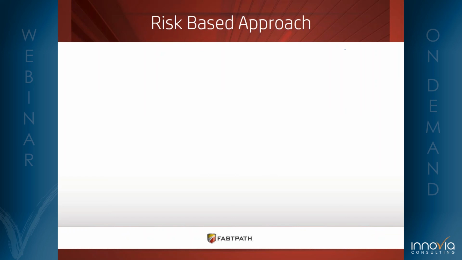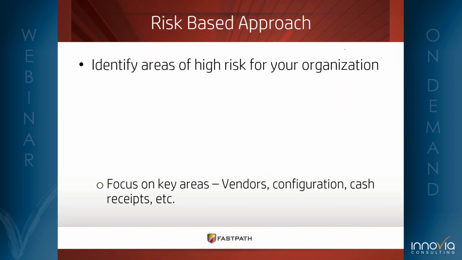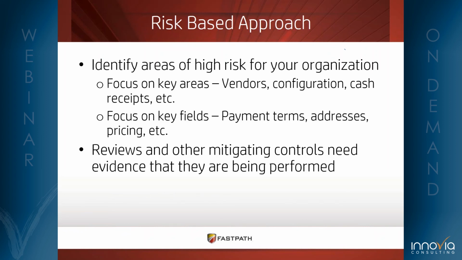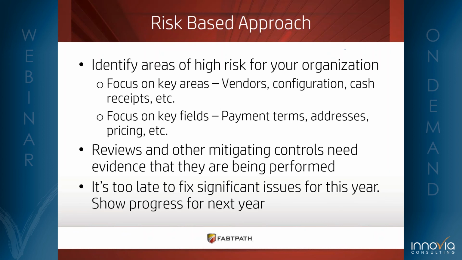Okay. And so we always talk about a risk-based approach, right? And we always really, really preach this. You want to identify the areas of high risk for your organization. I talked a little bit about how different companies have different risks when we talked about Indeed versus Heineken. So once you identify those areas of high risk for your organization, focus on those key areas: vendors, configuration, cash receipts, customer creation, purchasing, requisitioning, who can create purchase orders, who can approve purchase orders, who can receive purchase orders, etc.